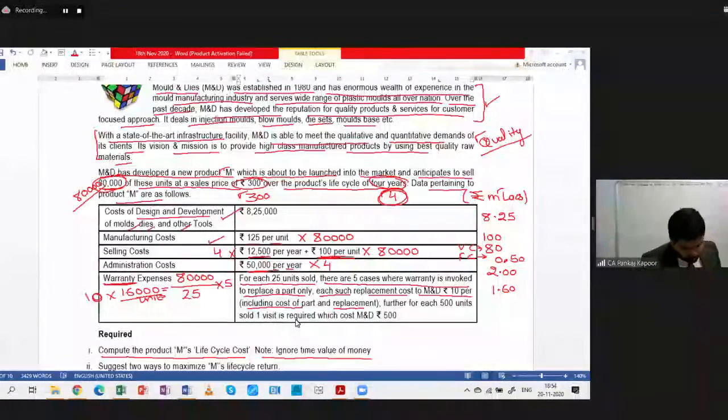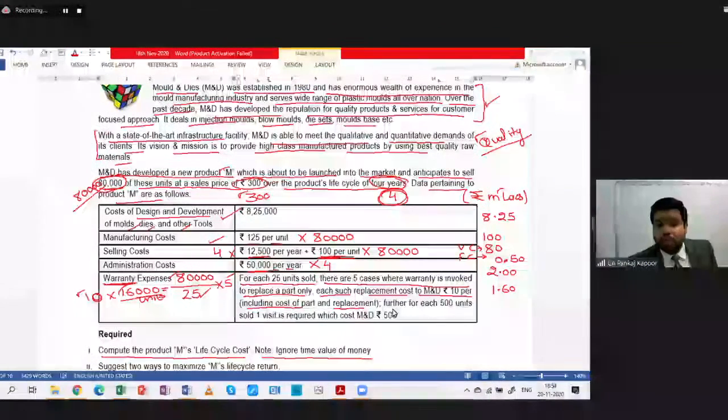Kunal, you need to compute the unit again. Read the first line. For 25 units sold, there are 5 cases where the warranty is invoked. If for 25 units, 5 cases are there, for 80,000, there will be 16,000 cases where the warranty is invoked, and the warranty costs us 10 rupees to replace the part. So 10 into 16,000, it will be 1.6. Hema is correct. Yes. Moving further.